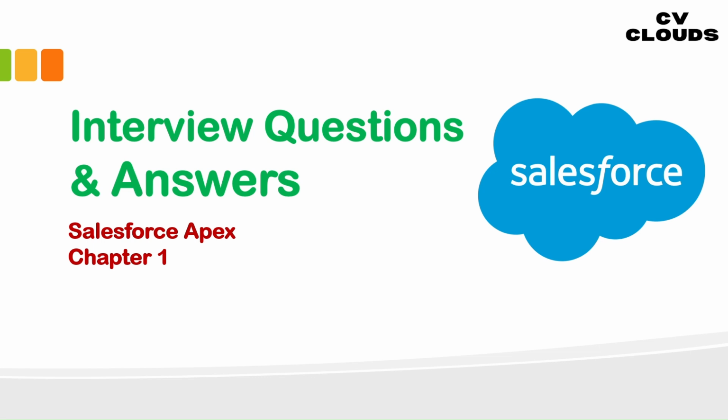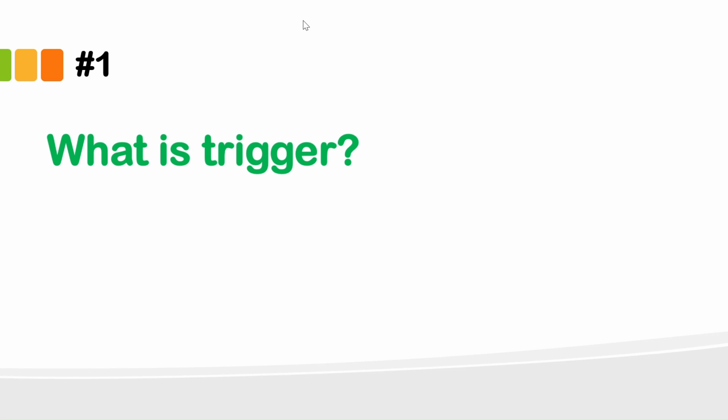So let's get started. The first question is, what is a trigger? The answer is, a trigger is a piece of code that executes before and after a record is inserted, updated, deleted or undeleted from the database. For example, if you want that whenever an account phone is updated, then the associated contacts' phone number is updated, we can achieve that using triggers.